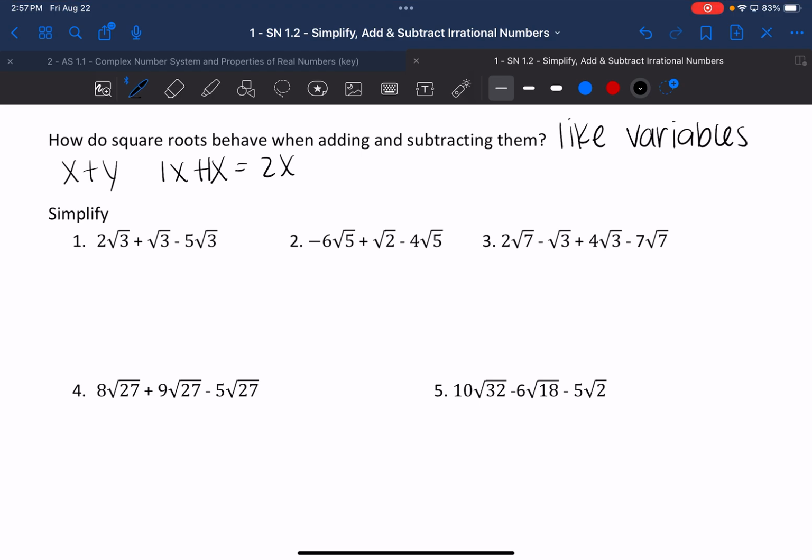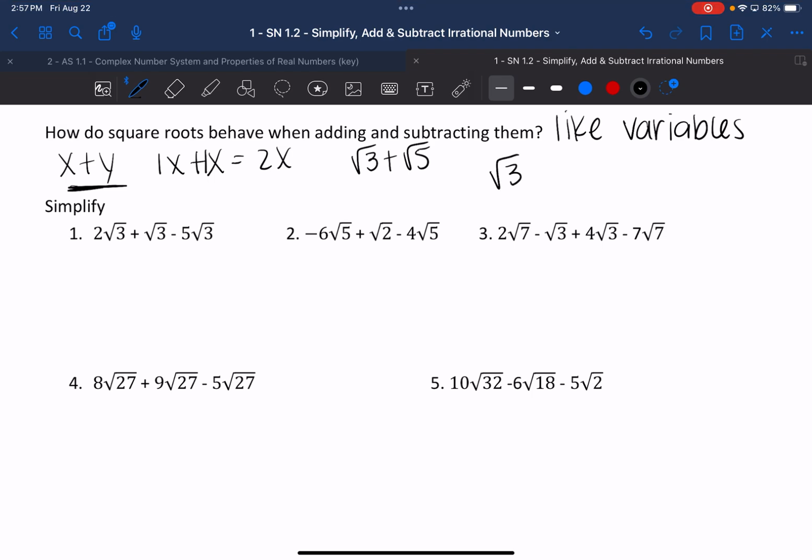Okay. Your radicals are going to be the exact same way. So that means if I have something like square root of 3 plus square root of 5, those are not the same. So I cannot add them together. That's like having something like this, okay? But if they match like this, I am allowed to add them together. And I do it the same way I would for variables. I don't add the x's. I don't add the square roots.